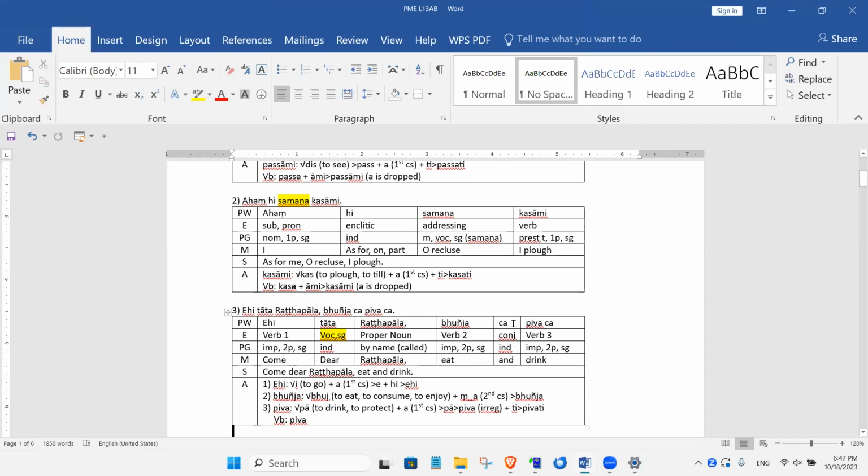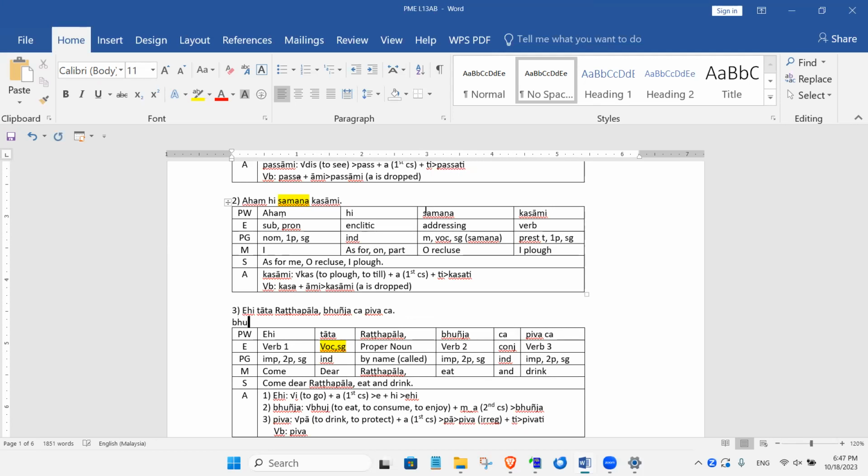Since they are talking to Tatapala, they say bunja, you eat, and drink. When we want to put a few actions together, we put a cha. So from bunjati cha piwati cha becomes bunja cha piwa cha. So this is the imperative second person singular. Remember imperative, you can write like this: bunjahi or short form bunja, or piwahi, short form piwa.